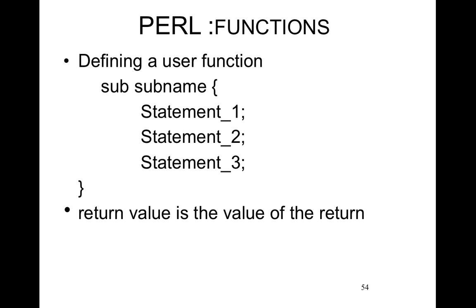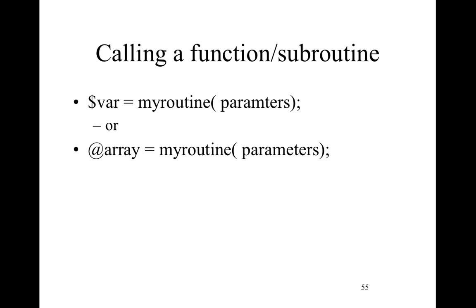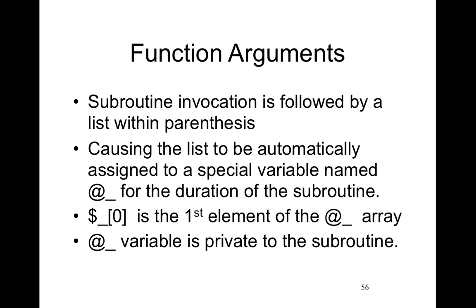So we call this a sub. In other languages we call it a func, F-U-N-C, which is a Lisp scheme variation of this. Or we call it a function in JavaScript, or we call it a function in other languages as well. So it's called a sub. The array is going to be equal to my routine and some parameters. So if the function returns an array, we can have it equal to an array. If it's a single value, I have it equal to a single value.